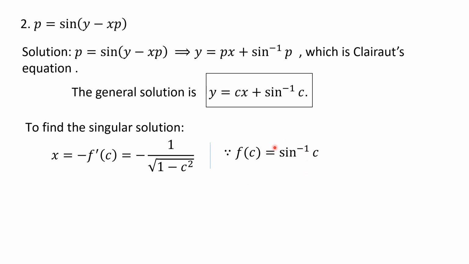So differentiate, derivative of sine inverse c is what, student? 1 over root 1 minus c square. So minus f dash of c becomes minus 1 over root 1 minus c square. From this extract c, that means write c in terms of x and substitute here. So eliminate c, that gives the singular solution. So I can write 1 minus c square is equal to 1 by x square. So take root 1 minus c square to here. So root 1 minus c square becomes minus 1 by x.